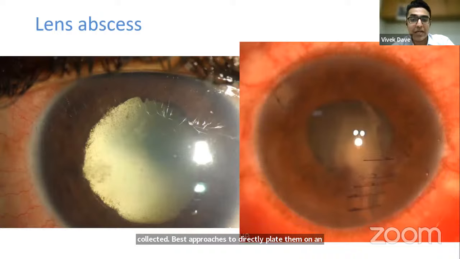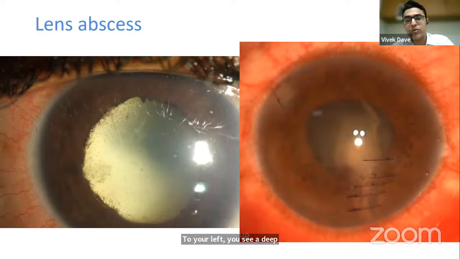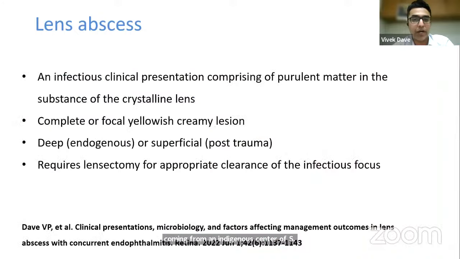To your left, you see a deep lens abscess, which has come in from an endogenous endophthalmitis. To your right, you see a relatively superior lens abscess, which has come from an entry wound in a post-trauma endophthalmitis. So what exactly do we mean by lens abscess? It's an infectious clinical presentation comprising of purulent material in the substance of the crystalline lens. And it could either be a complete or a focal yellowish creamy lesion at presentation, could be deep or superficial, as we saw in the photographs.